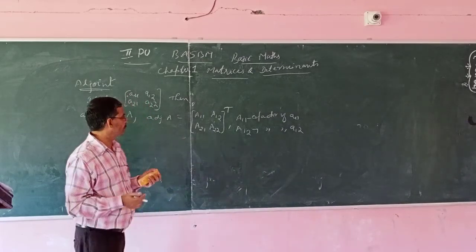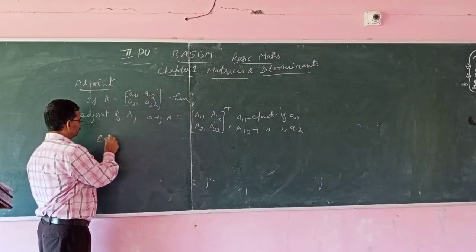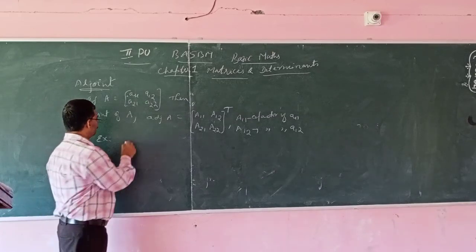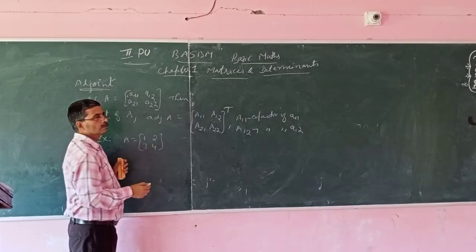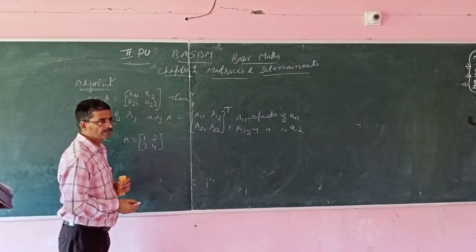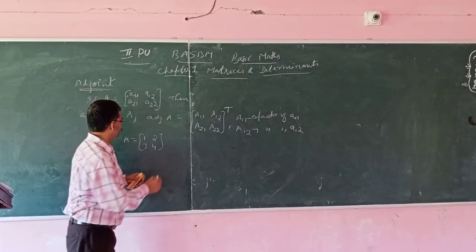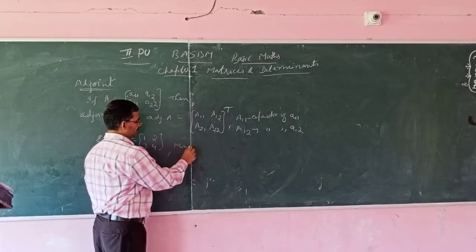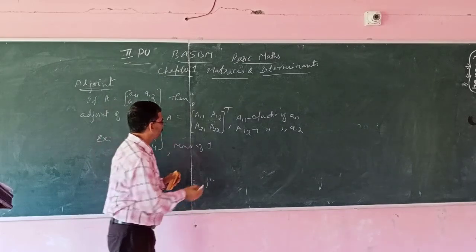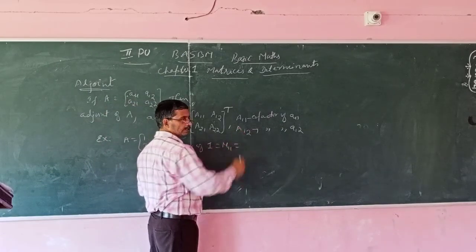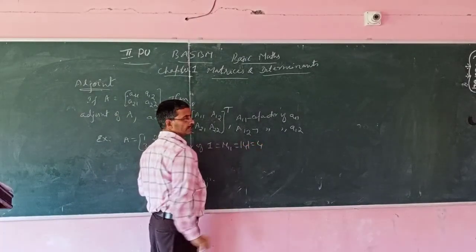Let me explain with an example. Order 2, you know. Say A equals 1 2 3 4. First we calculate the minors. What is the minor of the element 1? We denote it M11, which equals the determinant of 4, which is 4. I told you already, there is no change.